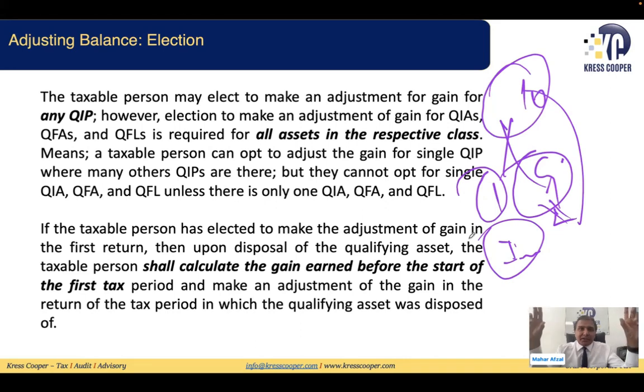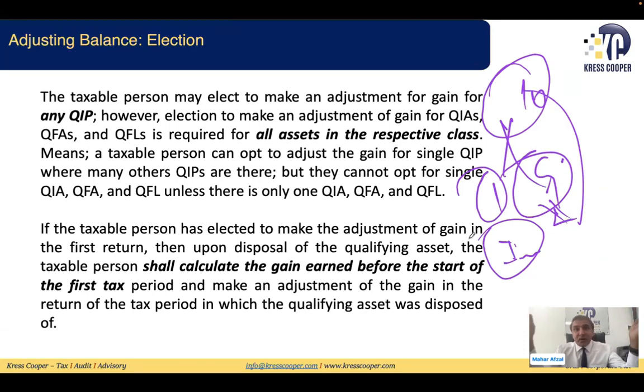So now we have learned basically for the 4 qualifying assets, the taxable person can opt out the corporate tax on the period related to the pre-tax gain. Now, when the person can opt it out, the law says whenever the person is submitting the first tax return, in the first tax return, the person will opt it out. Basically, elect to opt it out, and the specific structure of the return will be there. The option will be given to the taxable person. The taxable person will be able to elect.